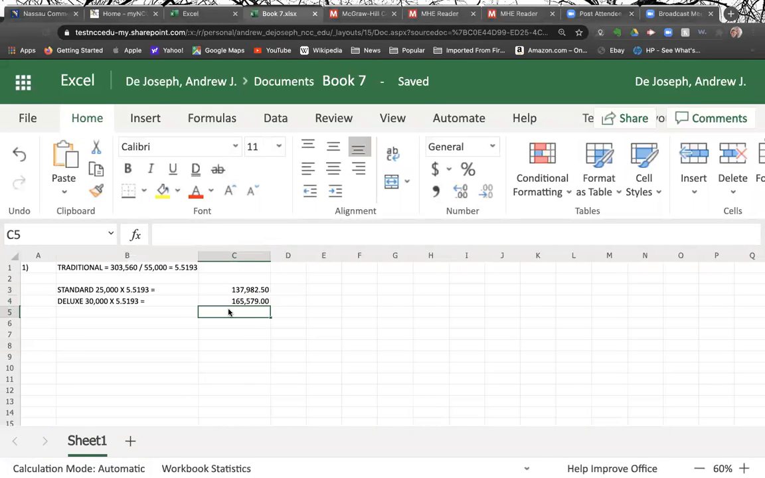Now, in an ideal world, we would add those two numbers together and it would come out to the original 303,560. It comes close, but due to the rounding, it's not exact. That's one of the ways you check yourself: when you add the two numbers together, it should come out to the number you started with. Most of the time it should, but here, because of the rounding, it's about $1.50 off.